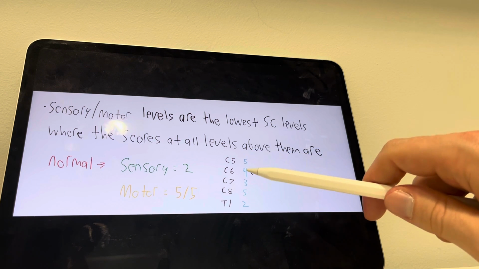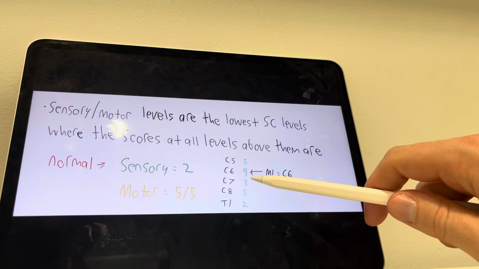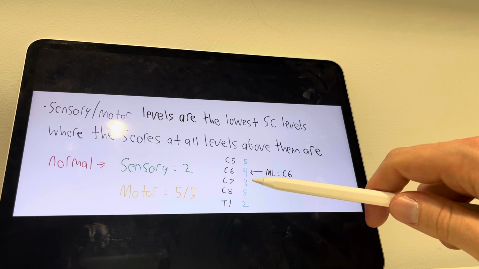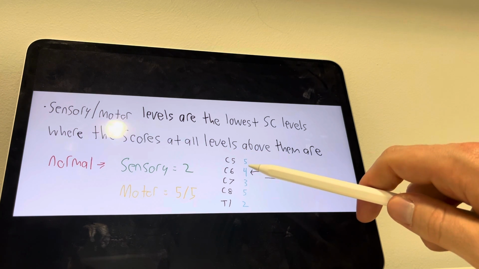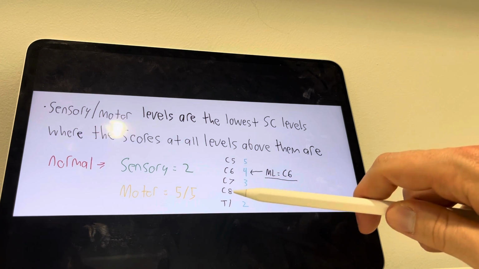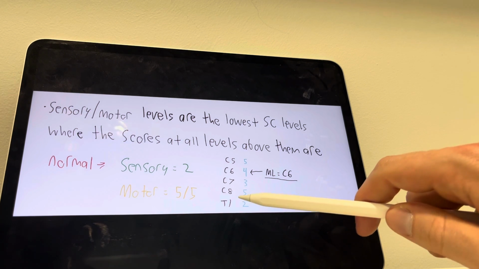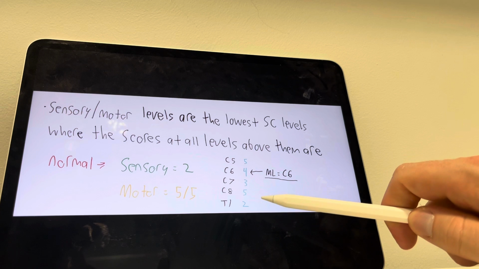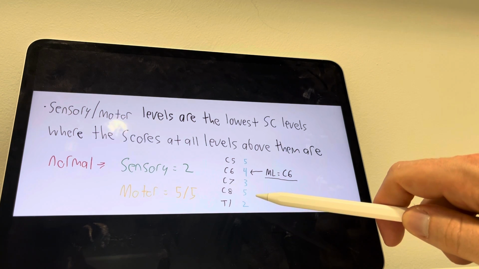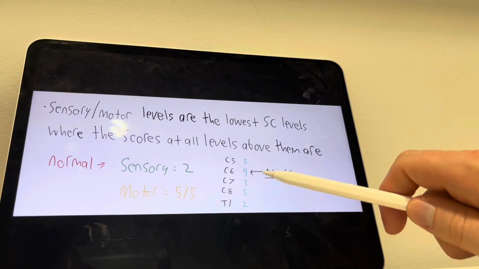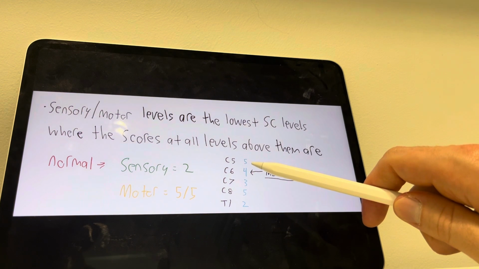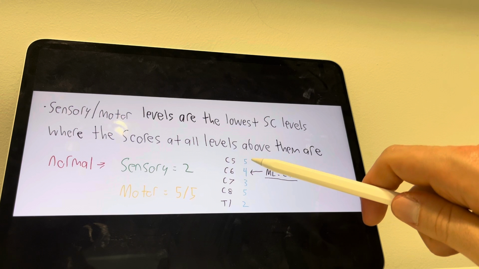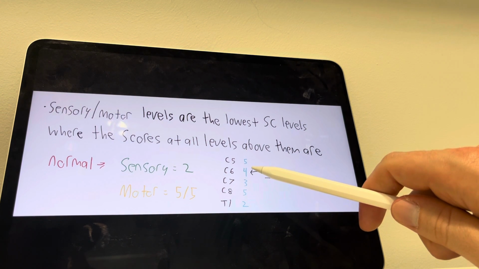And it's not 3 because everything above that isn't quite at the normal level. There's still a 4 here. And for 2 at T1 right here, this isn't able to move through full range of motion against gravity. So if C6 was 2, then the motor level would be 5. But because C6 is at least a 3 out of 5, then C6 is the motor level.